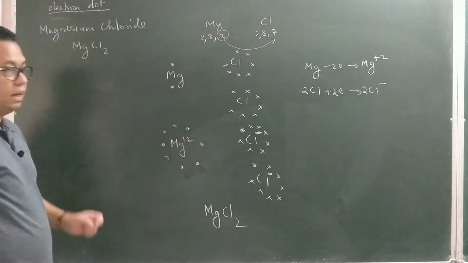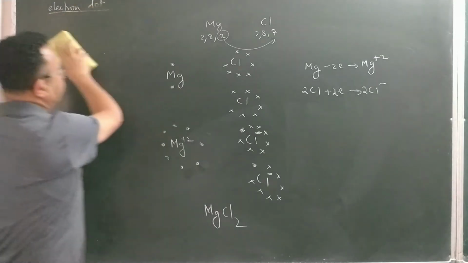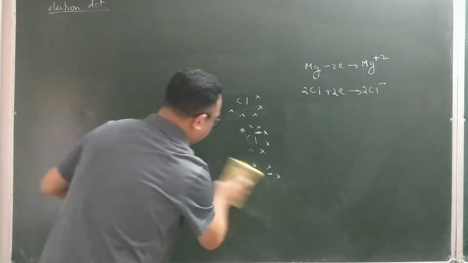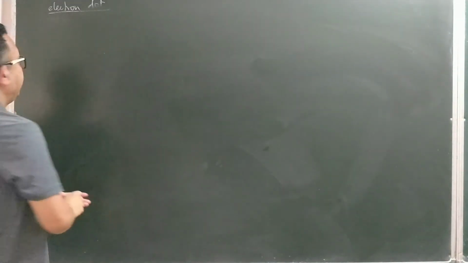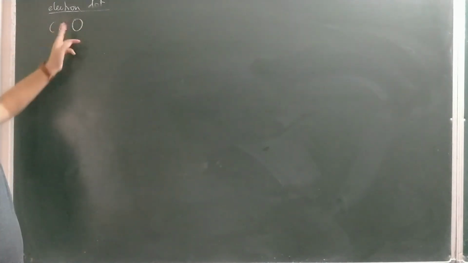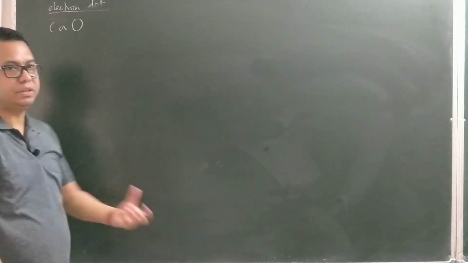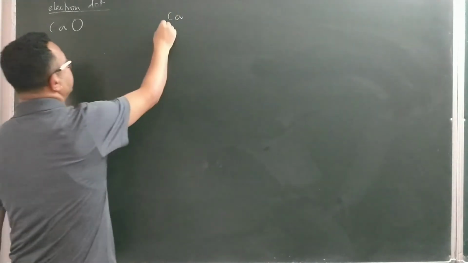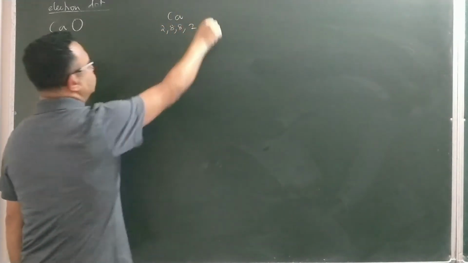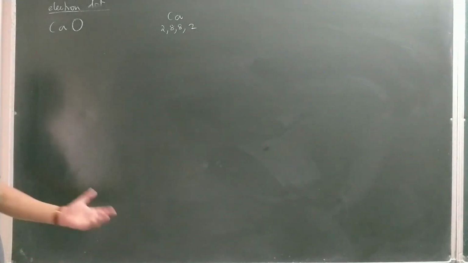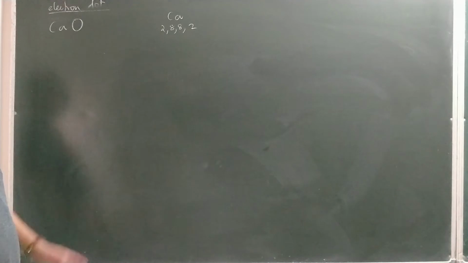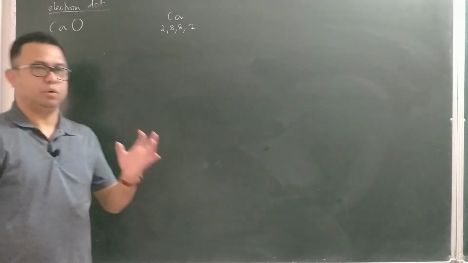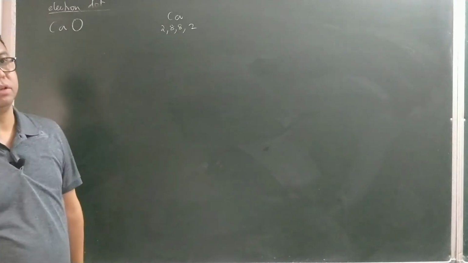Now let's go to the third and last electrovalent compound in your syllabus, and that is calcium oxide. Calcium valence 2, oxide valence 2, they cancel, so the formula is calcium oxide. Now the representation is very easy. The configuration of calcium is 2, 8, 8, 2. Calcium is the 20th element of the periodic table, in period 4. Potassium is the 19th one and calcium is the 20th.